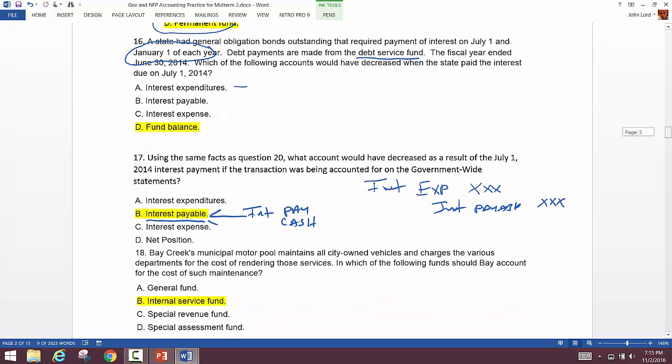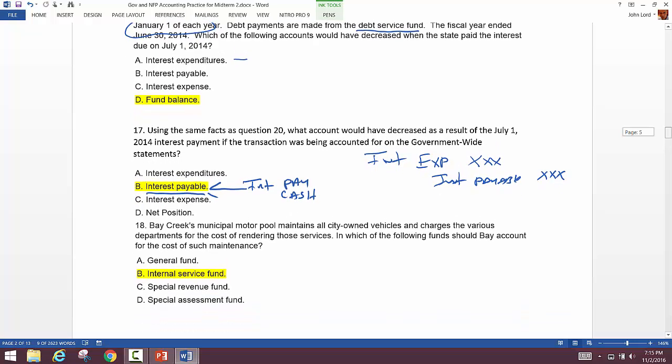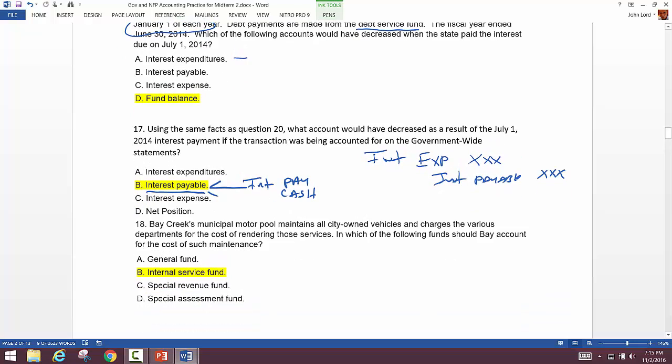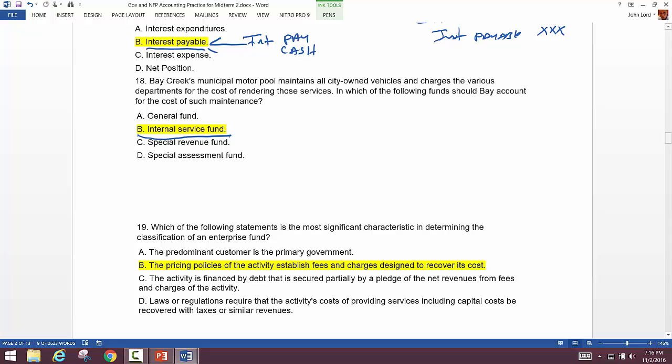Let's take a look at 18. Bay Creek Municipal Motor Pool, where should we account for that? Internal service fund, right? Okay. Carolyn, we're going to take the break after number 20, okay? Because that's going to be the halfway mark on the number of questions.